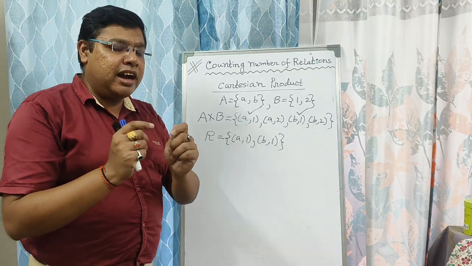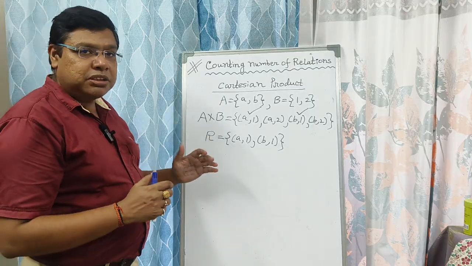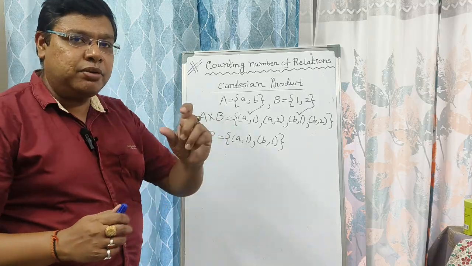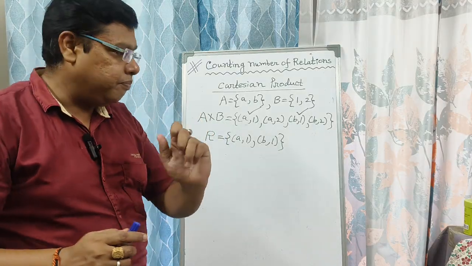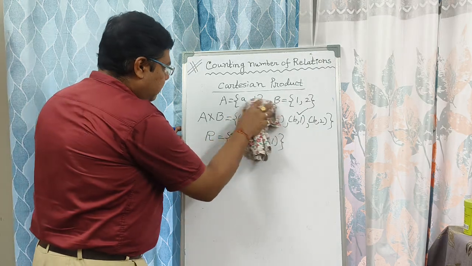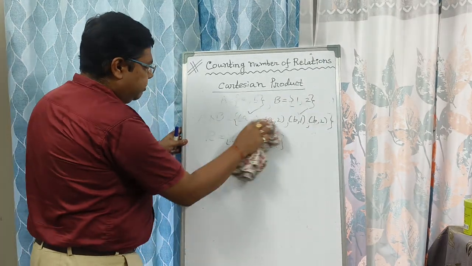Now here I am going to make a twist. For counting those things, I am not going to take two sets, I am going to take only a single set. Let me show you what I am going to tell. I am going to take one single set. Just a second, let me erase it.